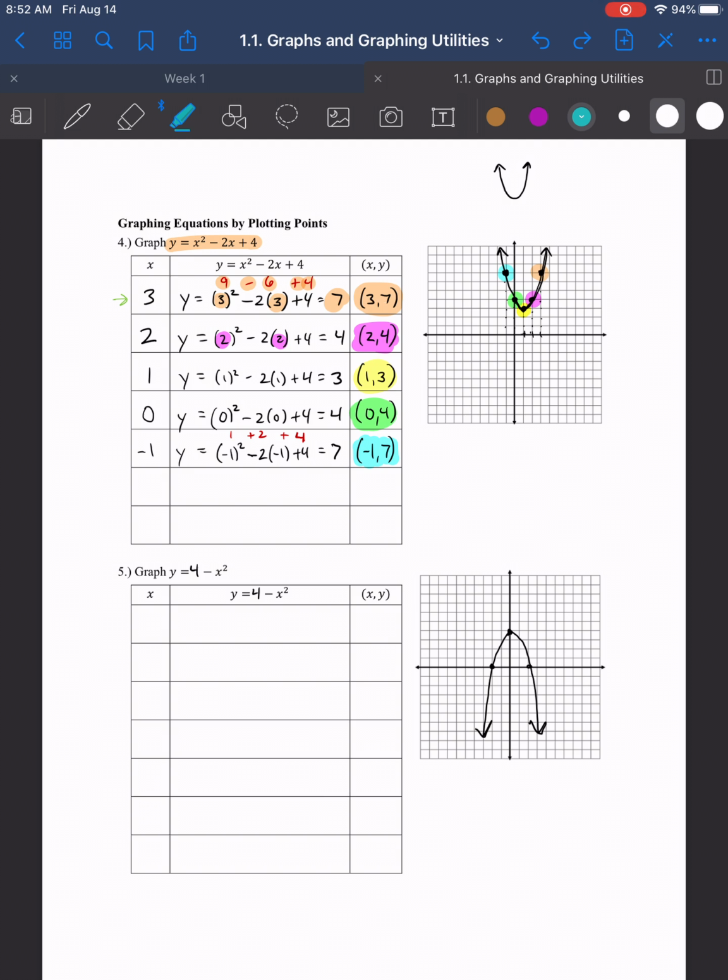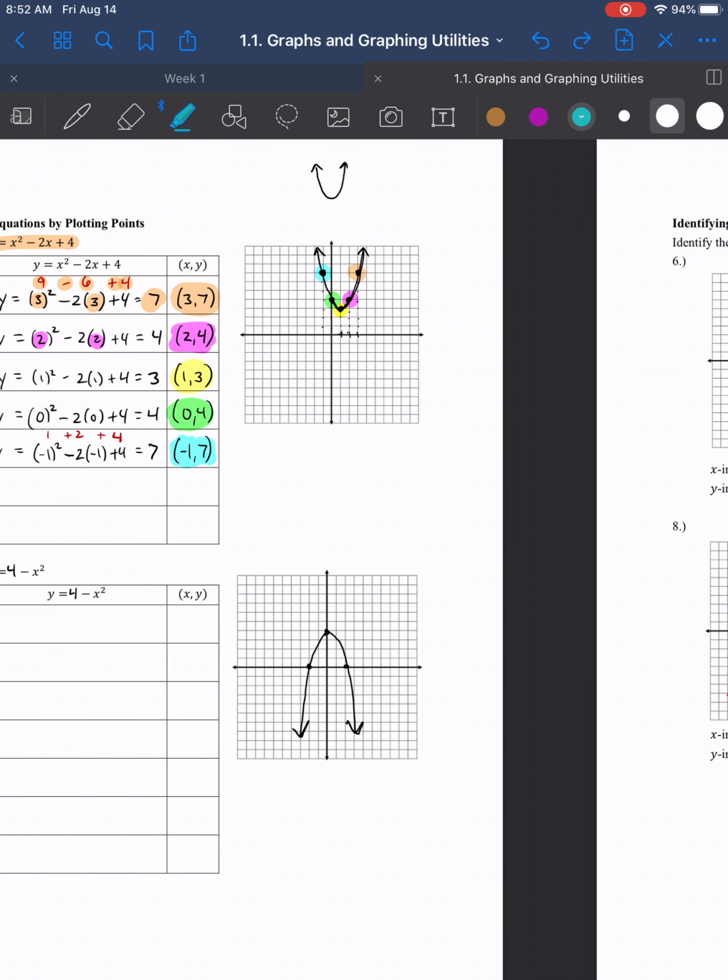The next one I want you to try picking some points and plugging them in and seeing if they fit on the graph here. Here I've drawn what the graph is, and what you should end up with is an upside down kind of U or N shape like that in that location. So try picking some points and plugging them in and seeing how you can do.